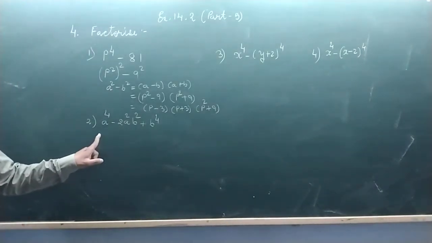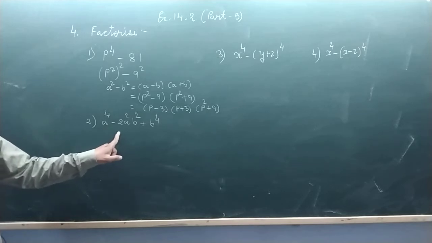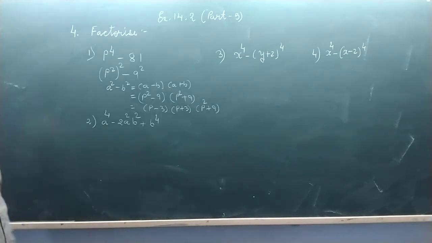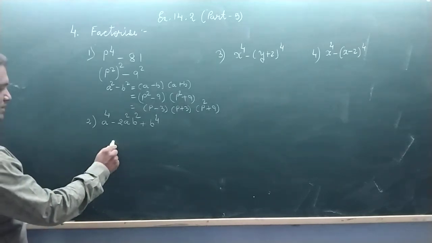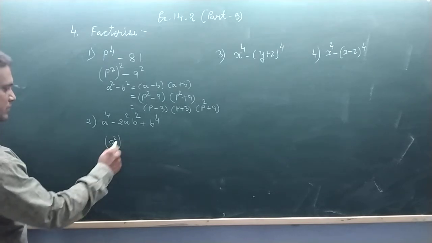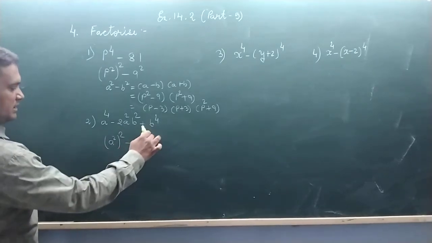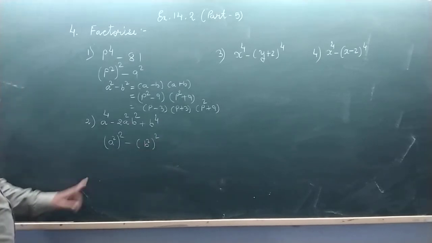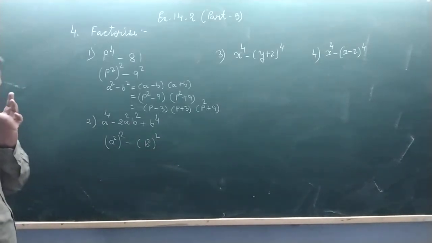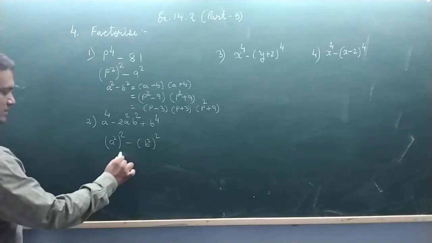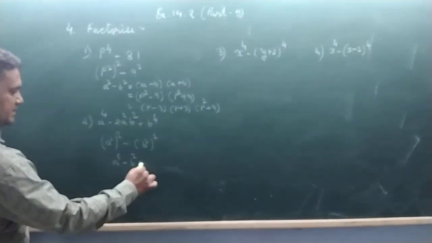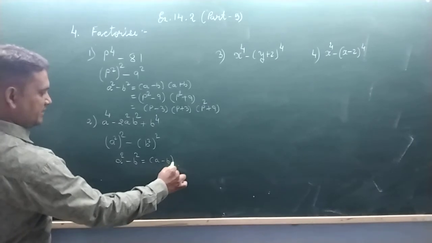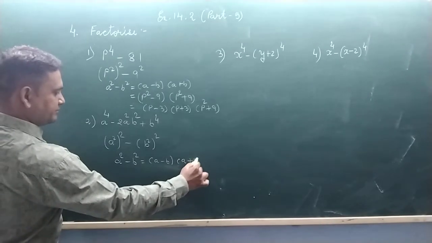In the same way here also, students, you can see a power 4 minus 2a square b square plus b power 4. So first term a power 2 whole power 2, this is minus, then the last term b power 2 whole power 2. Now this is a square minus b square, so we write as a minus b and a plus b.